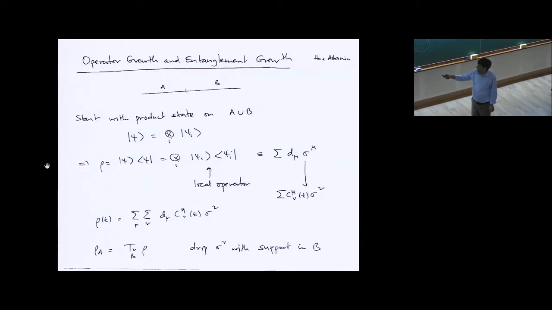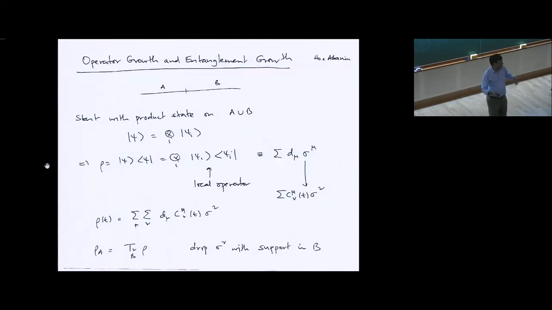And of course, these are not all local Paulis, they're also now Pauli strings. So what you then do is you can think a little bit about it and convince yourself that if you're looking at some region B inside a larger one, region A, that you can drop those Pauli strings which live only in B.